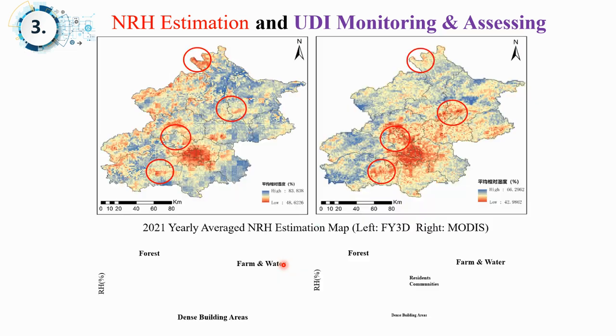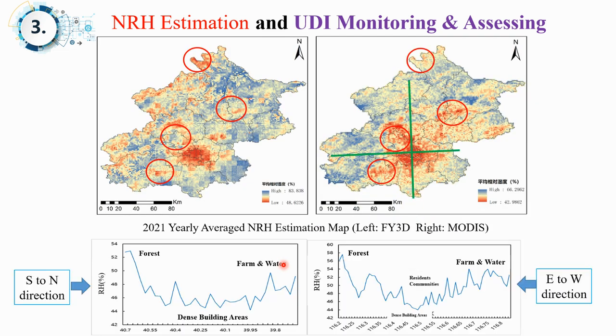So here's the map of average near-surface RH estimation in the year 2021. On the left, both of the Phoenix and 3D models, I think, capture the UDI effect, but there are some differences in places. Here in the circle area, I think they are the mountain branch.